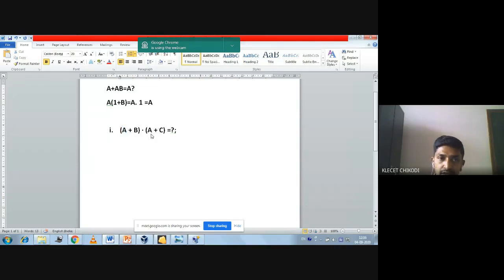So I'll write it down here: A into this A, multiplied with these two variables first. After that, we have to multiply B with these two variables. So we will write A·A + A·C + B·A + B·C. Is that clear?